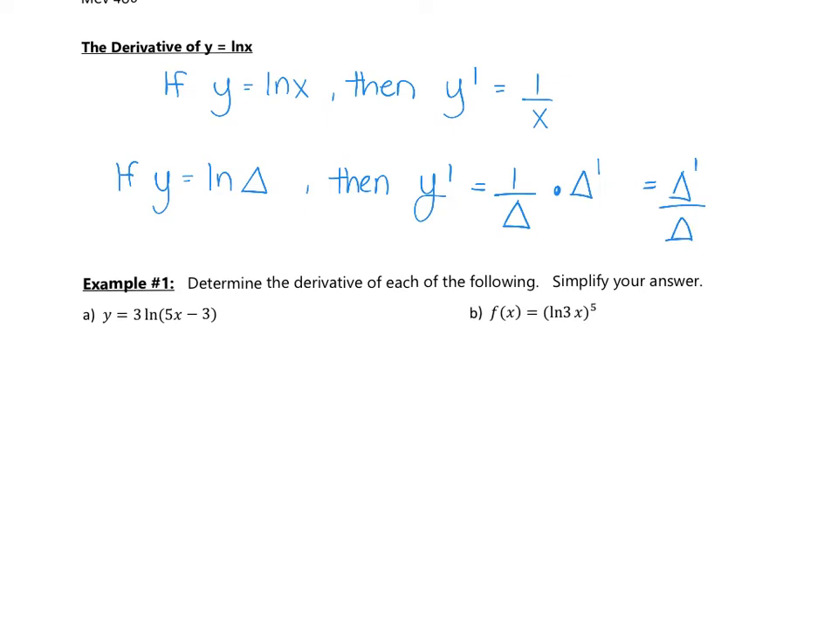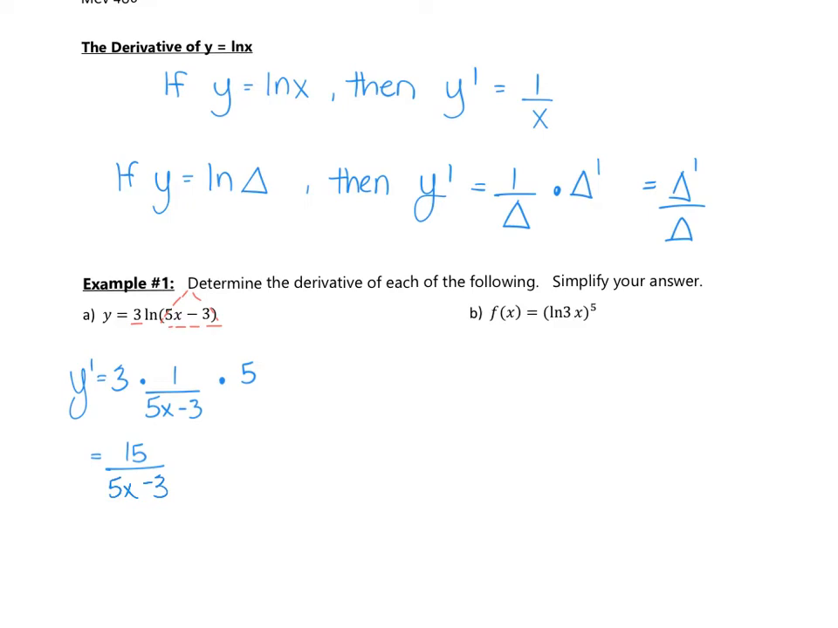So let's try some. All right, fairly simple to start. Hopefully you can see that this is our triangle. We do have a constant multiple there as well. Okay. So our derivative, constant multiple, just stays. Derivative of ln triangle is 1 over the triangle. And then go ahead and take the derivative of the triangle, which is just 5. And yeah, we just do a little bit of cleaning up here. We end up with 15 over 5x minus 3. Okay, let's try another one.